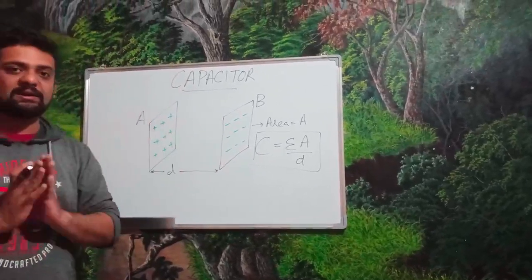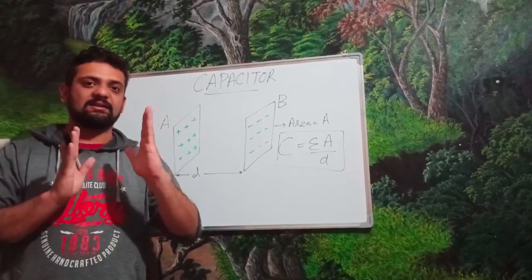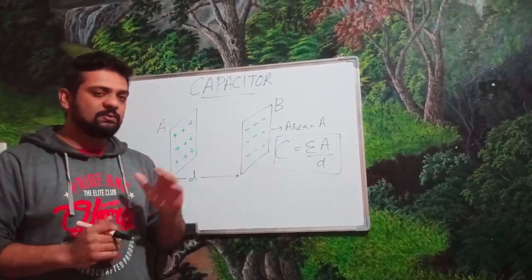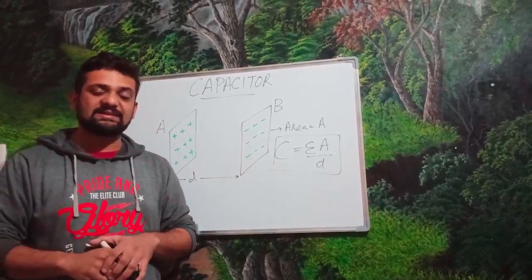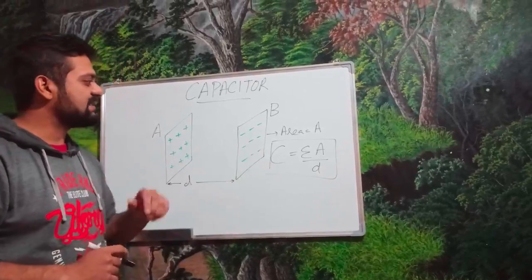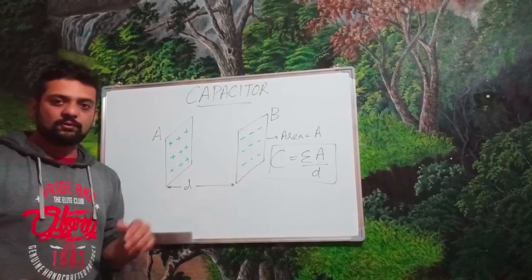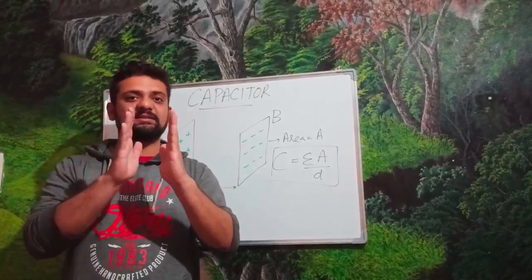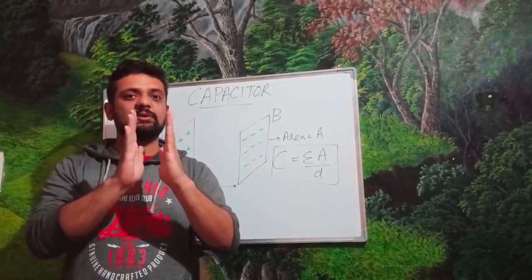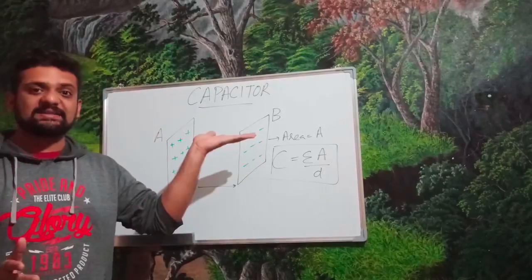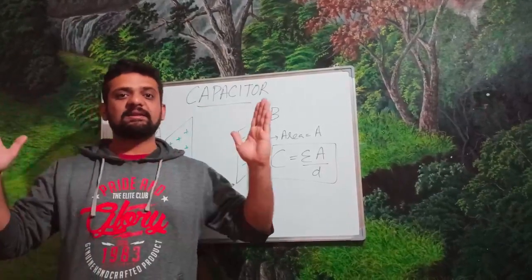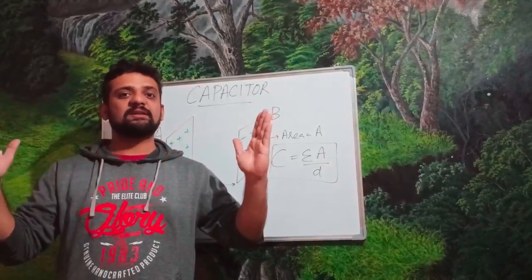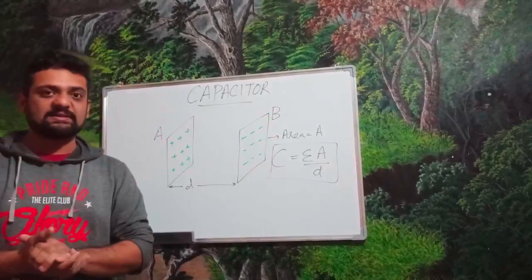Here we have got two parallel plates, one is plate A and the other one is plate B, and for the same we have got the capacitance formula as C is equal to epsilon A by d. Using this formula and even otherwise, we would realize that the closer the plates to each other, that is the less the distance between two plates, the more would be the capacitance. And the farther the plates, that is the more the distance between these two plates, the less would be the capacitance.